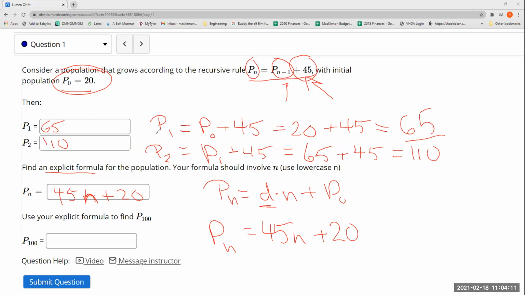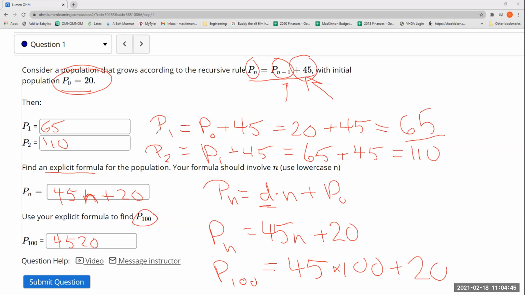Now, the thing that's really nice about an explicit formula is finding P of 100. That's just where n is equal to 100, which is really simple. If I wanted to find P of 100 using the recursive formula, I'd have to find the 99th and then the 98th and the 97th. Who has the time? 45 times 100 plus 20. Well, 45 times 100 is 4,500 plus 20.